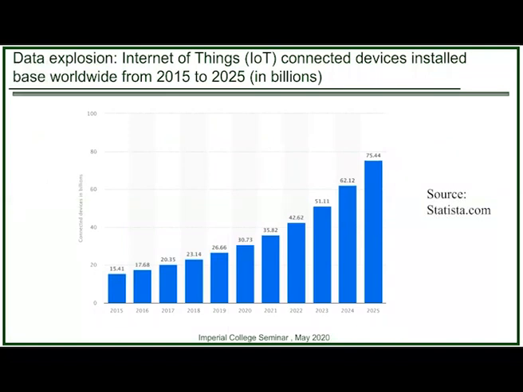So here is a graph of IoT connected devices worldwide from 2015 to the prediction at 2025. So what you see here is that the total installed base of IoT connected devices is projected to be 75 billion worldwide by 2025. So that's a 5-fold increase in 10 years.